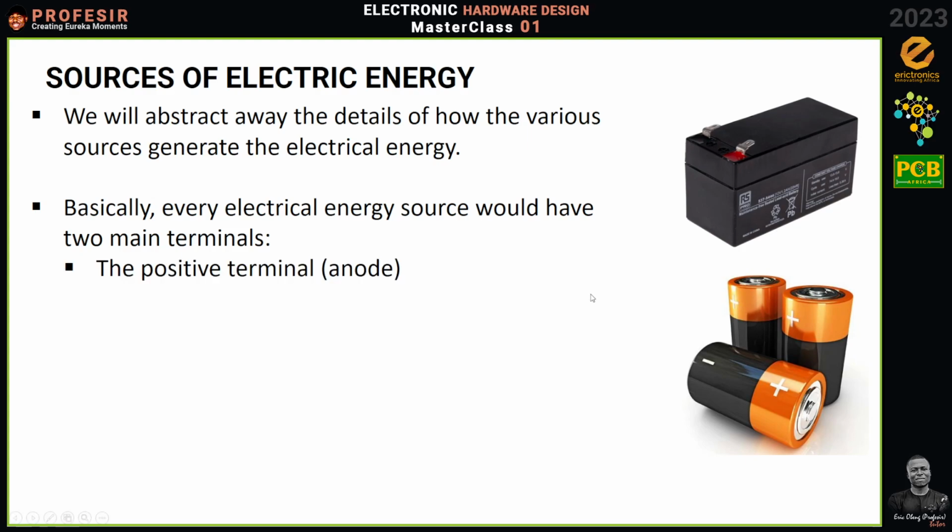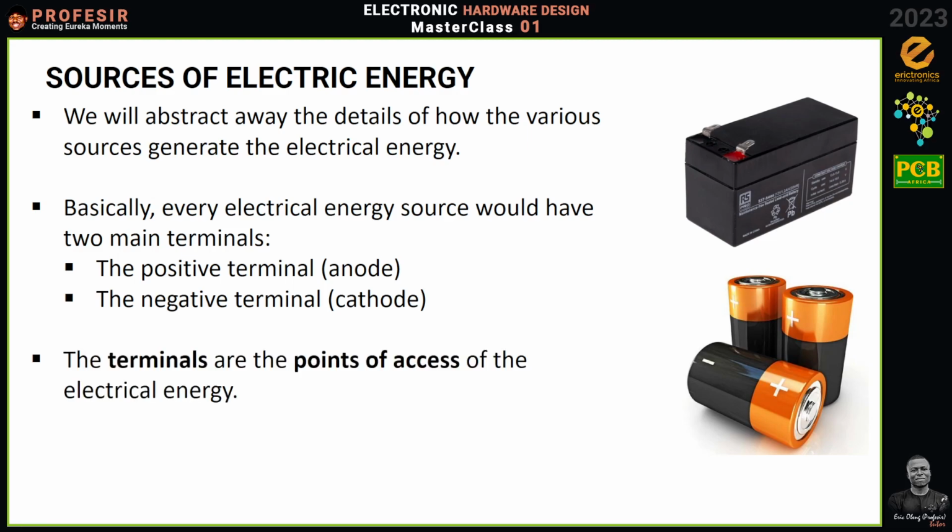Now one of the terminals will be what we call the positive terminal, and the scientific name given to that is the anode. The other is the negative terminal, which we call the cathode. So in general, the terminals are the access points for the electrical energy. Remember, a whole lot is going on in a battery system, for example, and the only place you can access the energy is through the terminals.